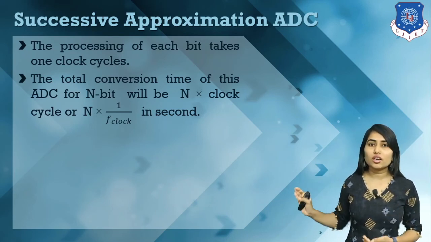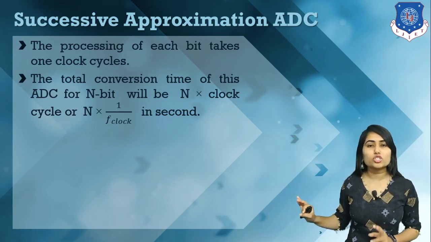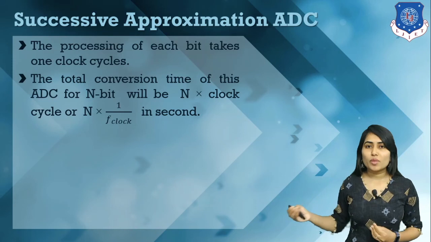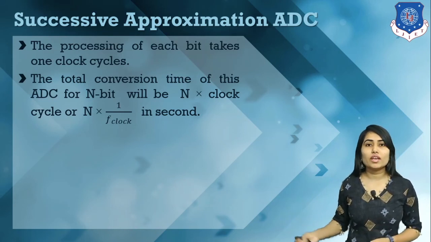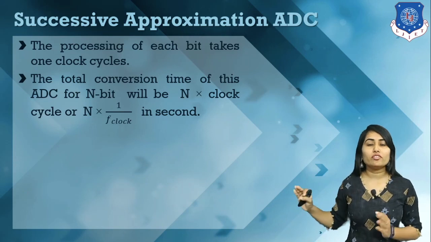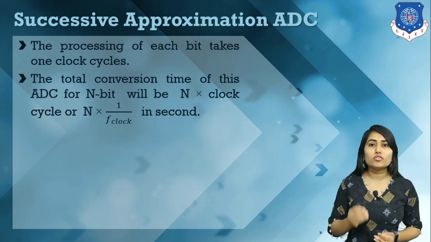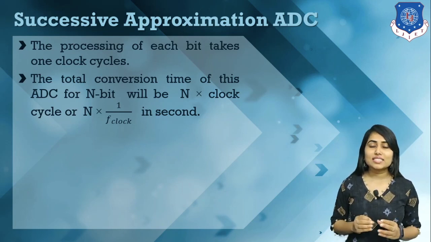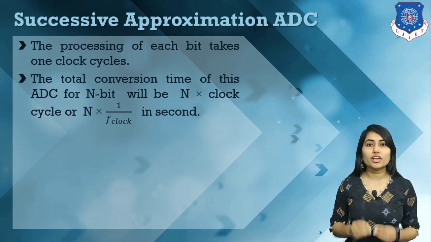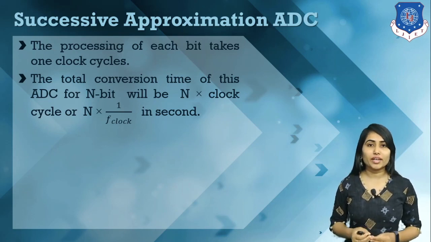Here we had a 4-bit converter in the previous example. So if we have some clock frequency f and want to calculate the conversion time, it is equivalent to 4 into 1 upon that frequency. This is how we can calculate the conversion time of the successive approximation analog to digital converter, and this is how it works for various digital patterns.